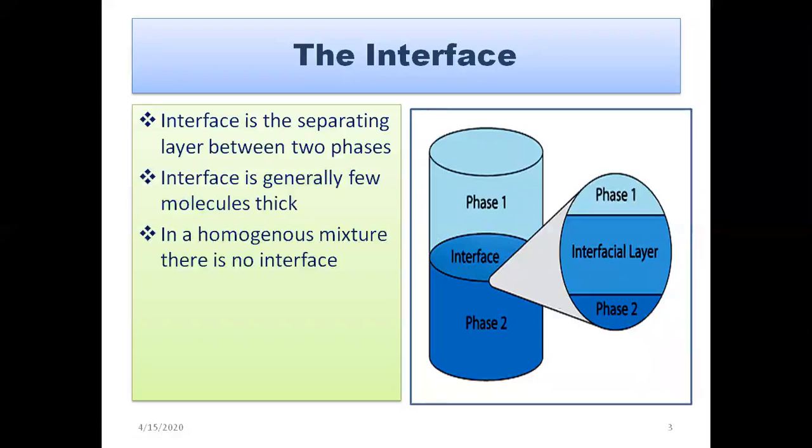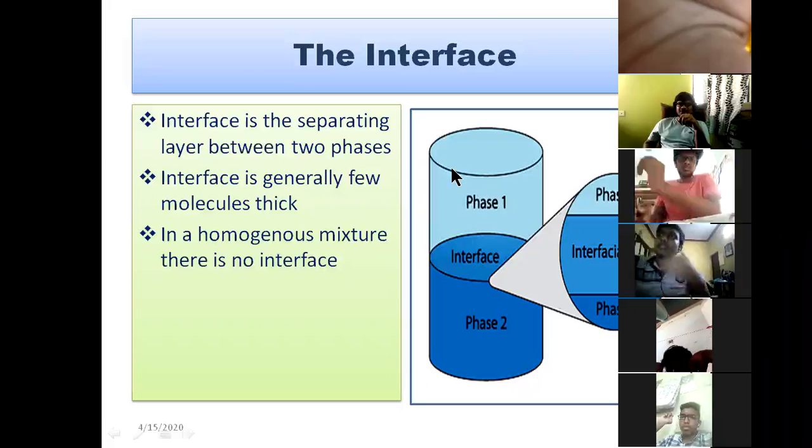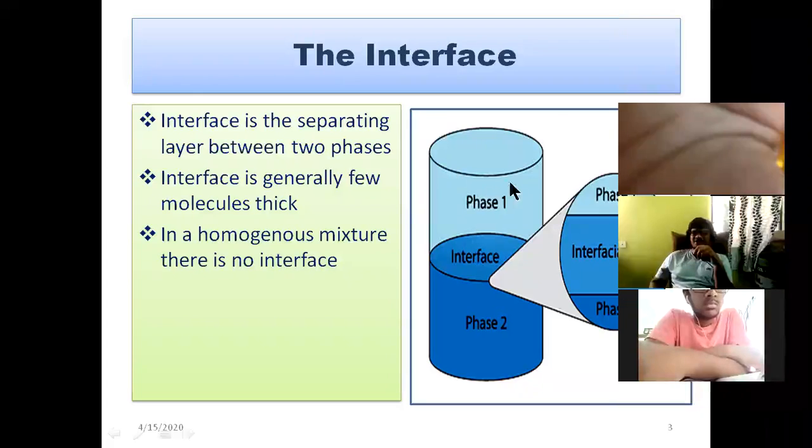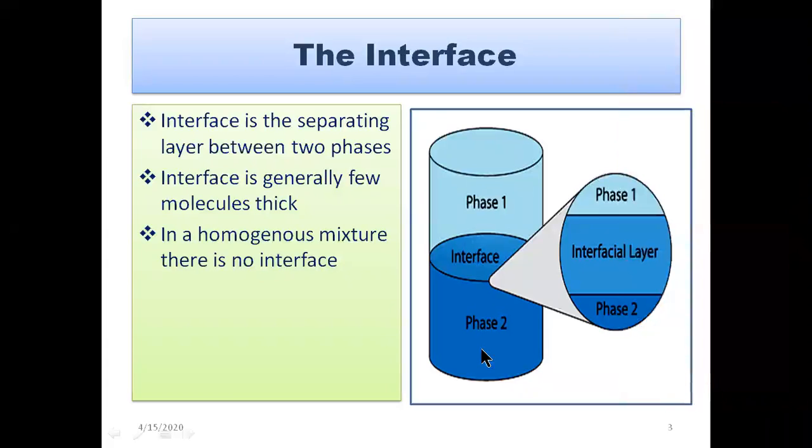Then, suppose you take alcohol in water, what will happen? Alcohol and water intermix with each other and form a homogeneous mixture. If they form a homogeneous mixture, what will happen? There won't be any interface.